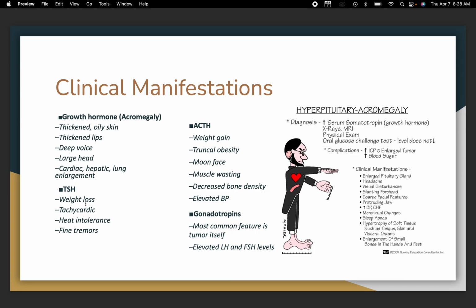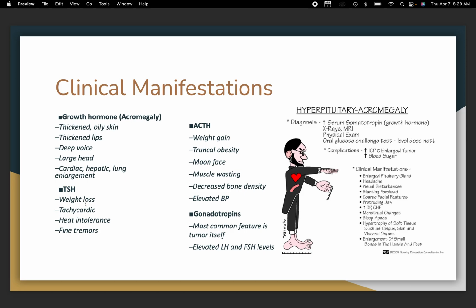So here are some clinical manifestations based on the hormones' specific causes. Like we were saying, if that adenoma is on the anterior pituitary gland, growth hormones, thyroid stimulating hormone, and actually all four of these hormones are produced in the anterior pituitary. And so if the tumor is there, you will see these manifestations with these specific hormones. Every case is different, and so you'll see different presentations with each hormone.